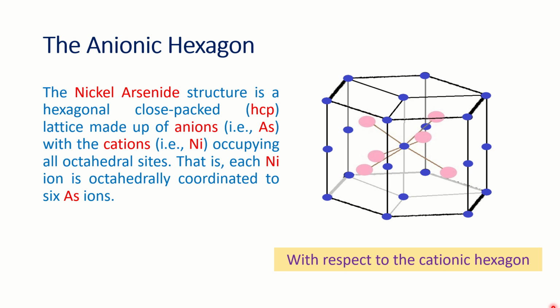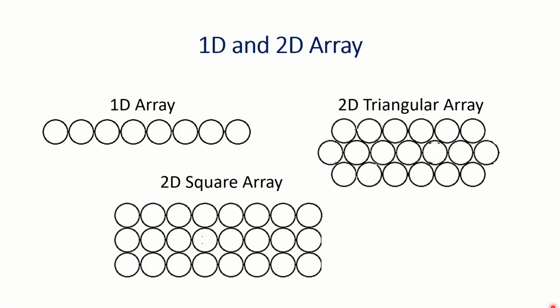This arsenic. Okay, let me remove the atoms. We have to start from the beginning. We have to first understand the type of one-dimensional and two-dimensional stacking of the lattice points. We must show you how nickel is octahedrally surrounded once again and how arsenic is trigonal prismatically surrounded. This is the one-dimensional stacking, one-dimensional array.